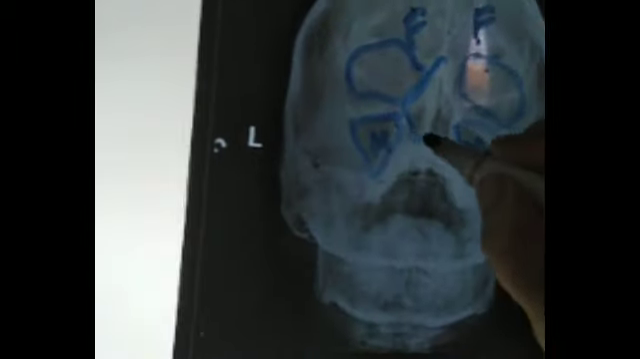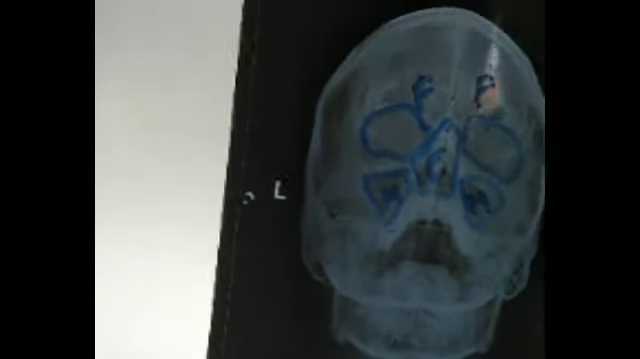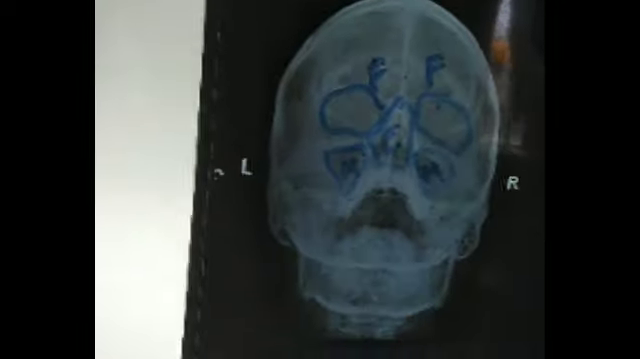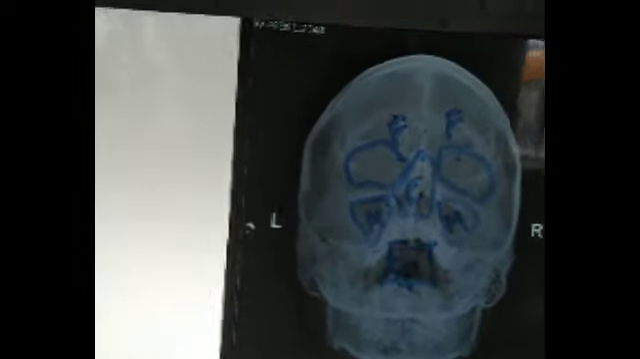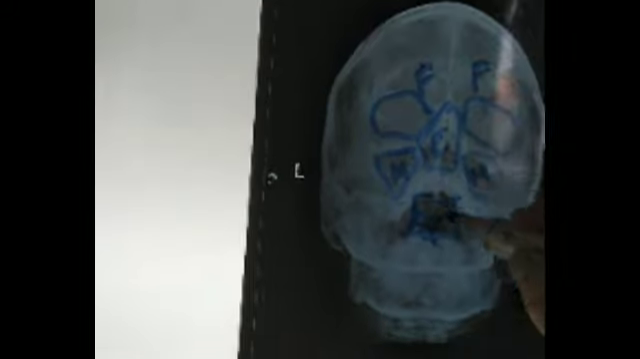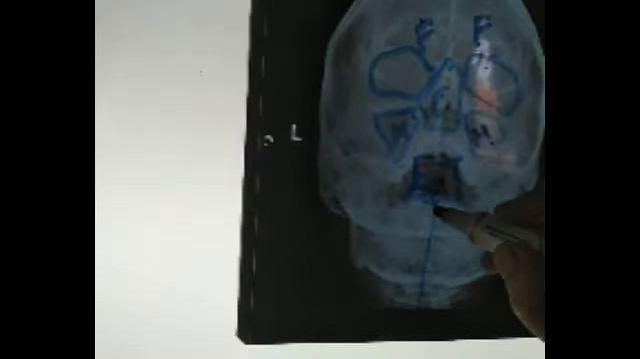In between the orbits, what you are getting? We are getting the ethmoid sinus, right and left. And here, in Waters view, open mouth, you can see the sphenoid sinus. Next thing, you can see one straight line here. This imaginary line we call MSP, mid-sagittal plane.